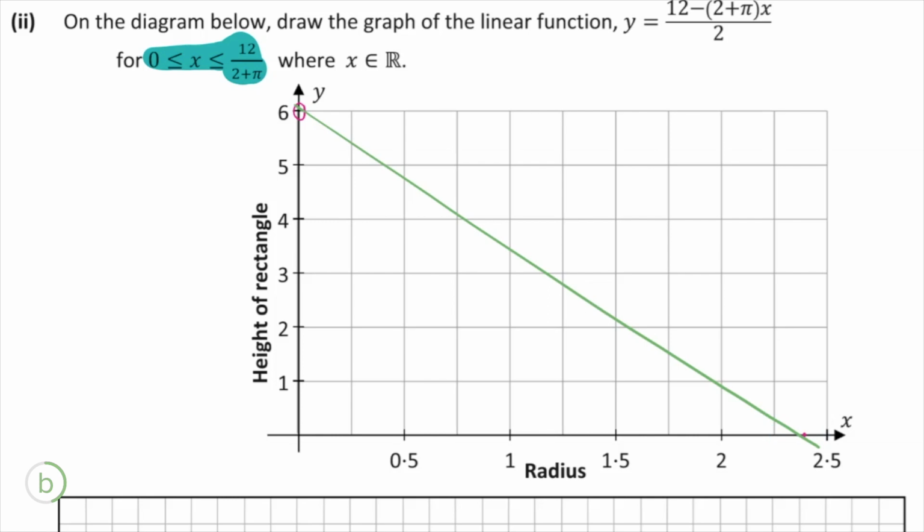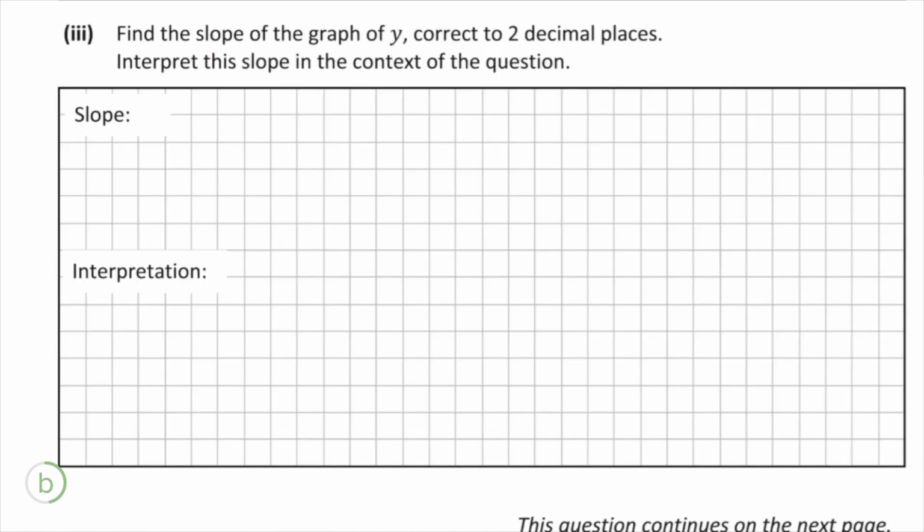But that's for part 2, and for getting part 2 out, you're going to get 8 marks for a total of 15 going for part B, 1 and 2. So now we're asked to find the slope of the graph y, correct to 2 decimal places, and they also ask us to interpret this in the context of the question. So we're going to get that in a sec, but first we're just going to find the slope of y.